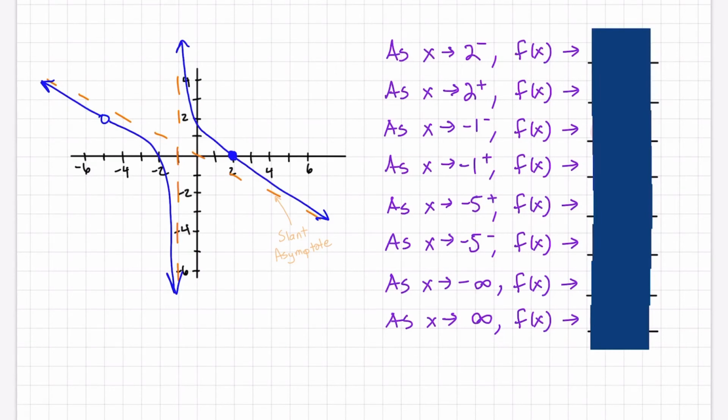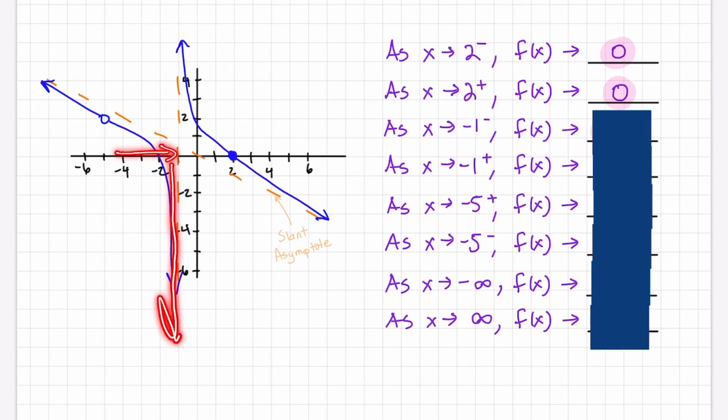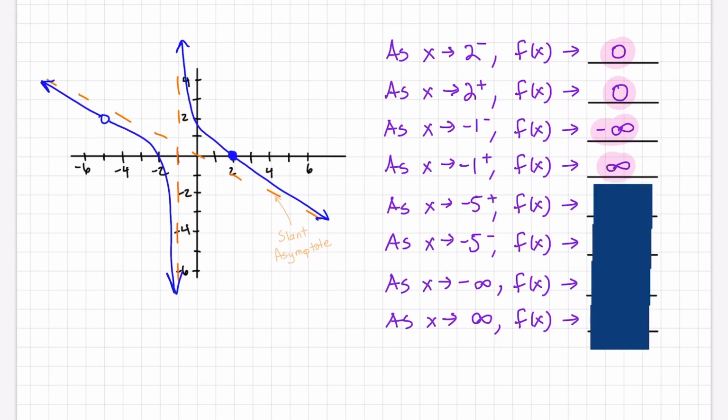All right, welcome back. Hopefully you did these on your own. Let's check your answers. So as x approaches 2 from the left, the output, the function, is approaching 0. So 2 from the left, we're getting closer to 0. But if you're approaching 2 from the right, it's also the same thing. It's also 0. All right, if I'm approaching negative 1 from the left, I'm going further and further down, so that's going to be negative infinity. But if I'm approaching negative 1 from the right, I'm going to be approaching positive infinity.